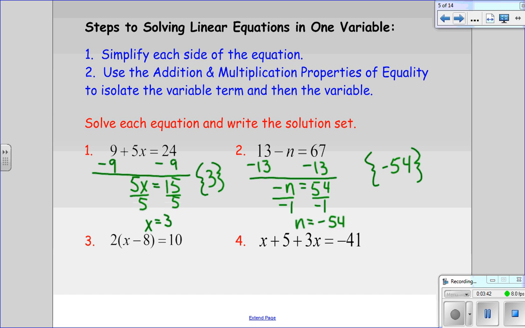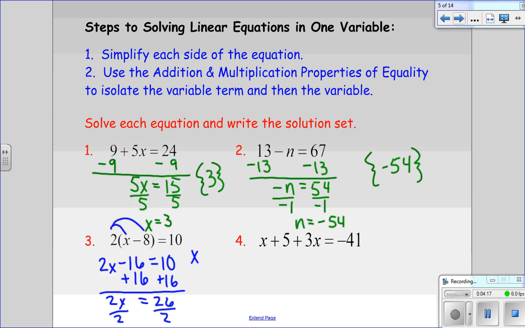Examples 3 and 4 do include that first step of simplifying each side of the equation. In example 3, we must first begin by distributing our 2 to the quantity x minus 8. Once doing that, we will get 2x minus 16 equals 10. And now we again use the addition property to isolate our variable term: 2x equals 26. And then we use our multiplication property to divide by 2. So x equals 13, and 13 is our solution.